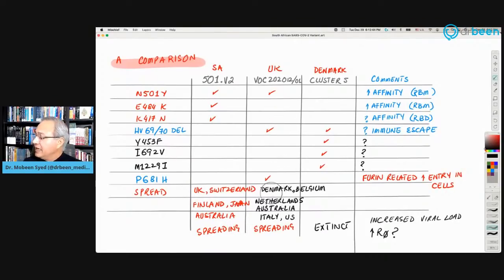The UK variant has gone to Denmark, Belgium, Netherlands, Australia, Italy. Today we found that it is in the US as well, and I believe in France as well. There may be more countries too.